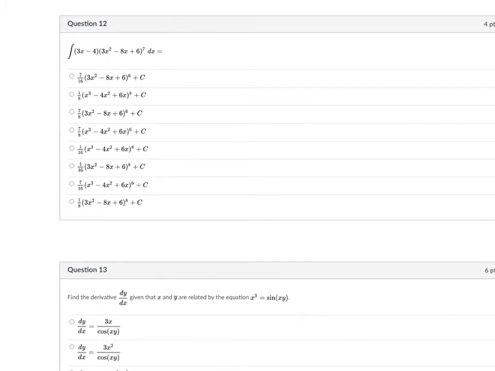This one is an integral of a really big polynomial. This one looks super scary, but if we use u sub, we can actually solve this one pretty easily. And so what I'll do is I'll call u everything inside of that 7th power, right? So 3x squared minus 8x plus 6. So that means that du is 6x minus 8 dx.